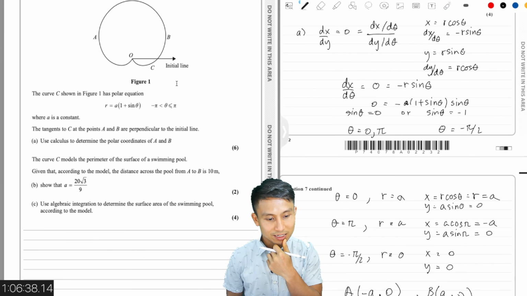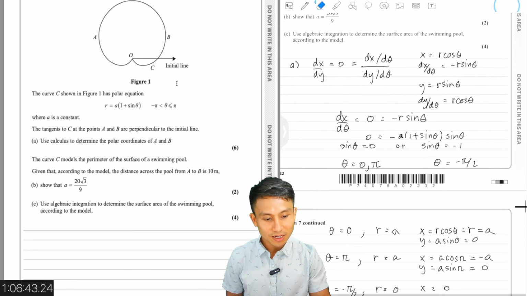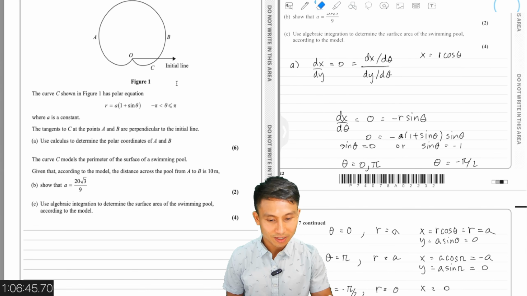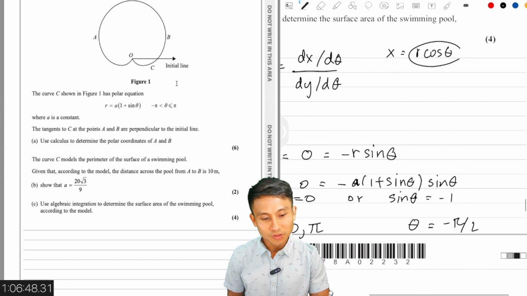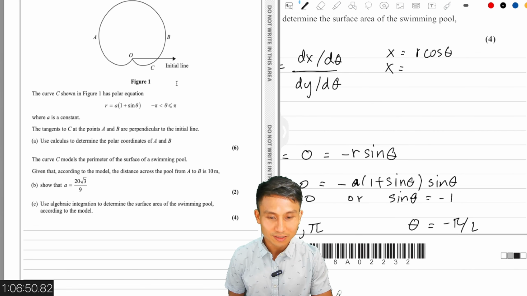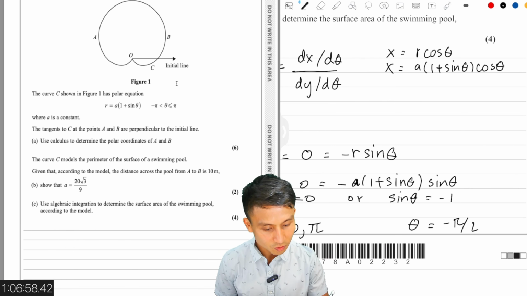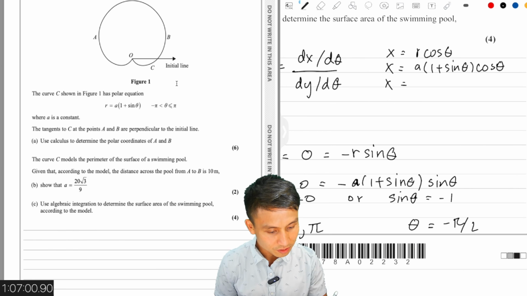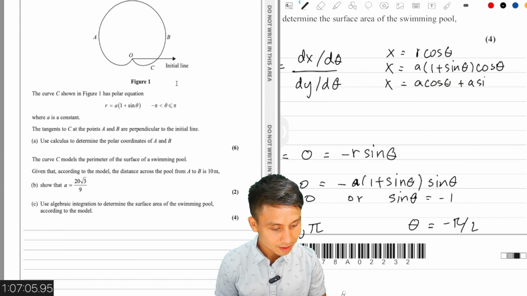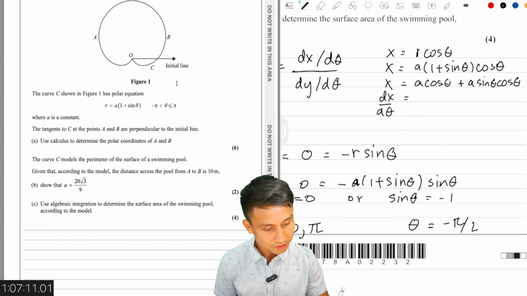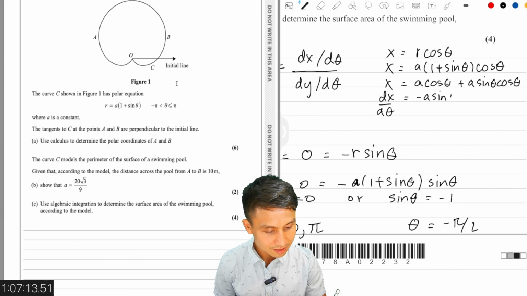dx by d theta is, oh, wait. I haven't differentiated this properly. Okay, this should be a chain rule. Yeah, okay, but x is r, which is a(1 plus sine theta) times cos theta. I should have done that. So, okay, let's put that into the equation properly first. So it's going to be a cos theta here plus a sine theta cos theta, right? So dx by d theta, we should differentiate that. So this is minus a sine theta.